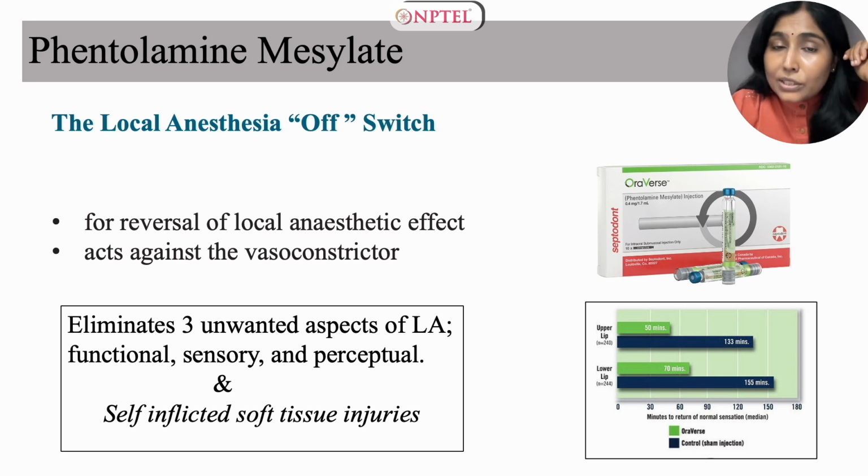Also, residual soft tissue anesthesia may occasionally lead to self-inflicted soft tissue injury of the lip or the tongue. This is more likely to be noted in younger children and in mentally disabled adult and pediatric patients. So, it is very important that these effects are reversed as quickly as possible in this category of patients. OraVerse acts against the vasoconstrictor, which prolongs the duration of action of the local anesthetic agent. So this must definitely be part of your armamentarium.